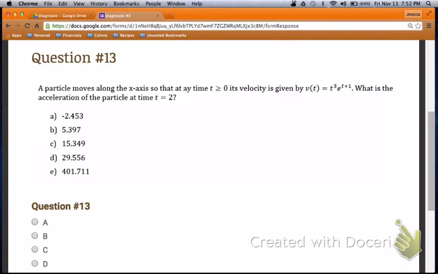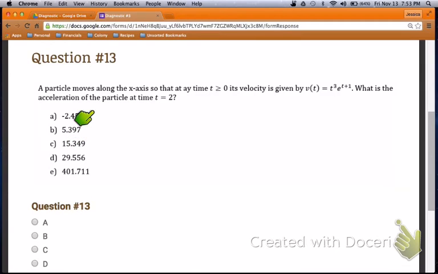Question 13. A particle moves along the x-axis so that at any time t greater than or equal to 0, its velocity is given by this function. It says, what is the acceleration of the particle at time t equals 2? Now, again, this is in the calculator section, which means we get to use our calculator. Anytime answer choices look like this, it should be pretty obvious that you get to use your calculator.